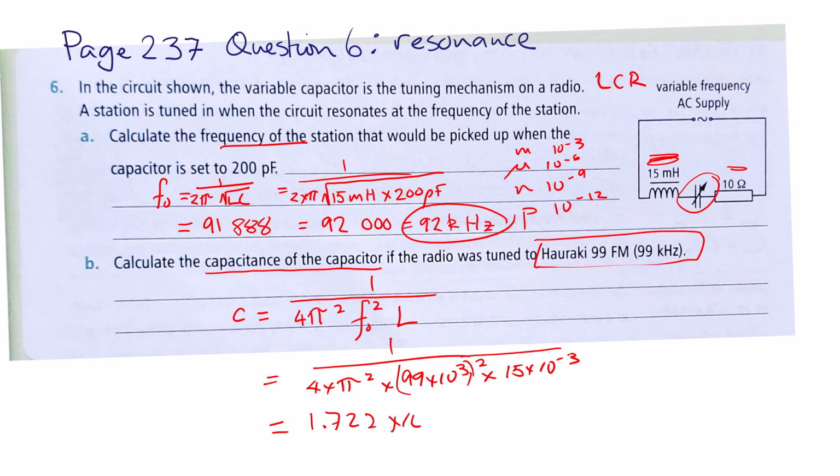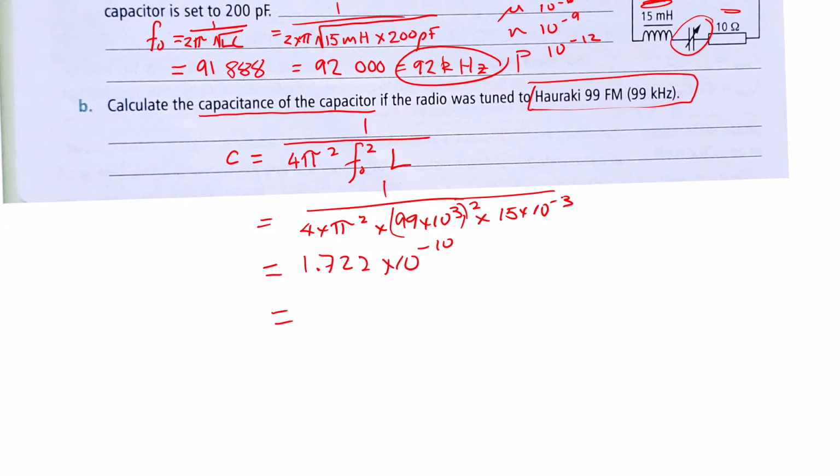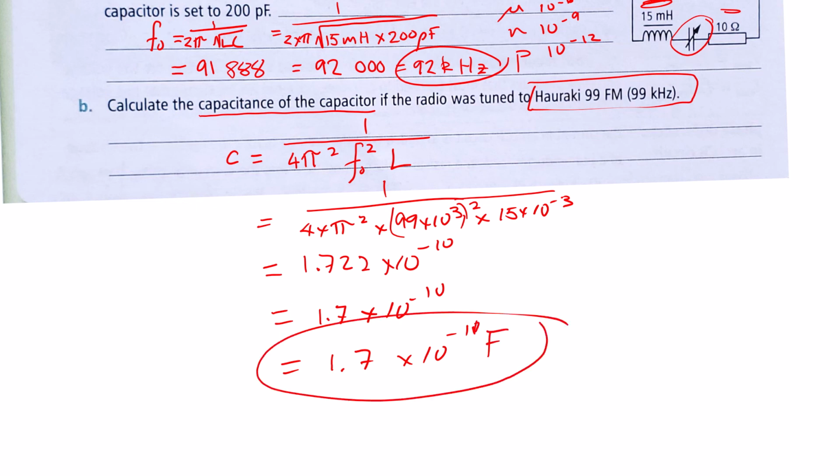1722 times 10 to the negative 10, which we've only got two significant figures, so we're going to do 1.7 times 10 to the negative 10 farad. That's the answer. Okay.